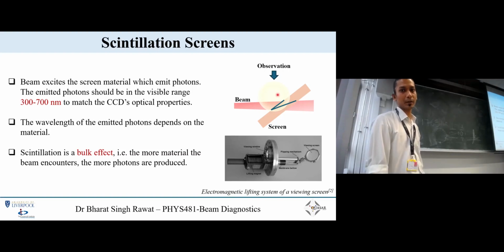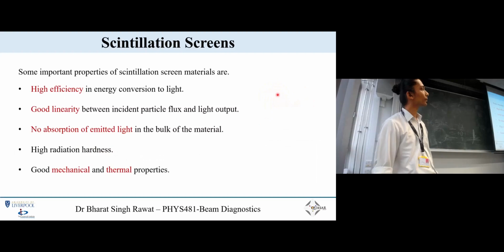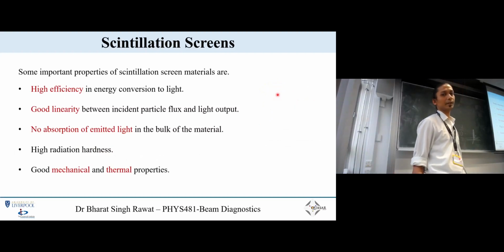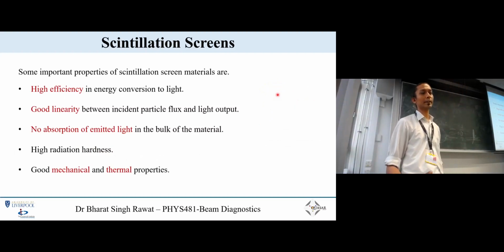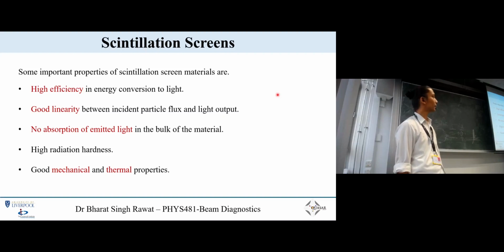The other properties of the scintillating material are high energy efficiency of conversion to light. So even for a small amount of interaction, it should give you more light so that you can deduce more properties of the beam. And you need good linearity with the particle flux. So let's say if you have 10 electrons incident on the target, the light output should be in proportion to the amount of incident particles, so you can make very good correlations. And no absorption of emitted light in the bulk material, which is important, otherwise you'll lose information about the beam if light is absorbed within the material.